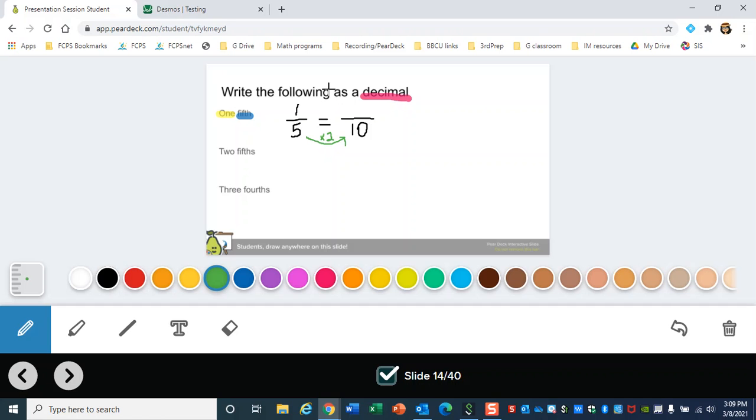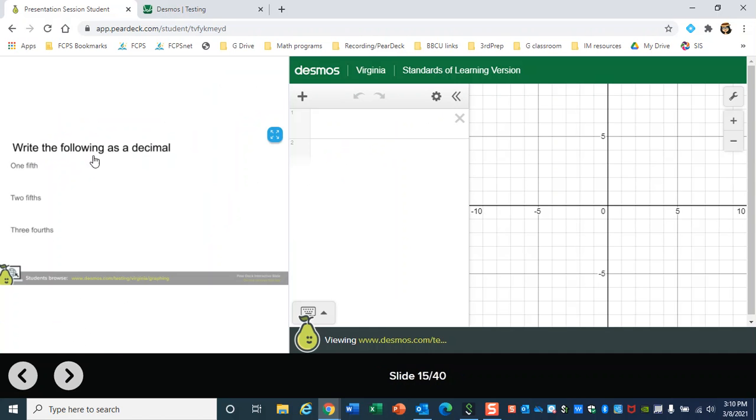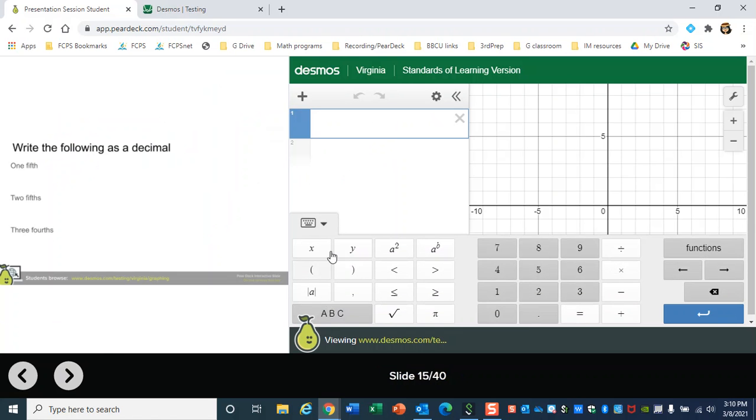So when you multiply the denominator by 2, you have to multiply the numerator by 2. You have to multiply by the same number. So 1 times 2, your numerator will be 2. And then when you have 2/10, now it's easy. You can convert it to 0.2. So your final answer will be 0.2. And now you can check, let's check with the calculator. 1 over 5 is converted to 0.2 like this.